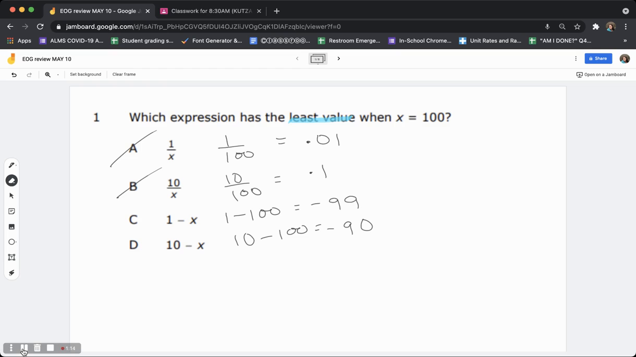So now I need to look and see if negative 99 or negative 90 is smaller. And remember, when we're talking about negative numbers, the further away you get from 0, the less the number is. So negative 99 would be further away from 0 than negative 90, and that tells us that negative 99 is the smallest answer. So C here would be the least value.